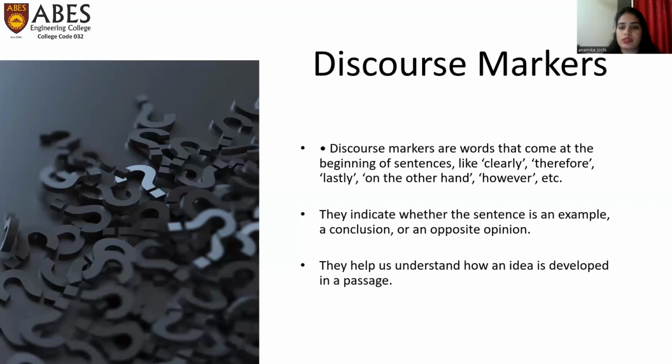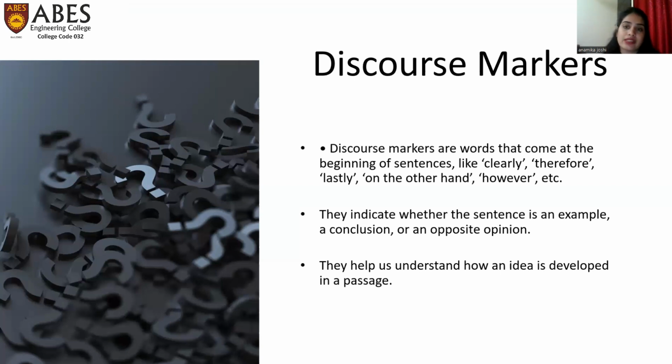If you use these words, you will be able to understand whether the next paragraph is in addition to the first paragraph, or in opposition to it, right? So these are those words which help you to have a discourse. These are discourse markers because they help you get the coherence, how paragraphs are connected with each other, what the writer wants to say. So they indicate whether the sentence is an example, a conclusion, or an opposite opinion.